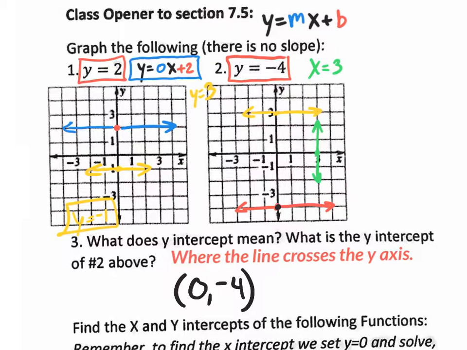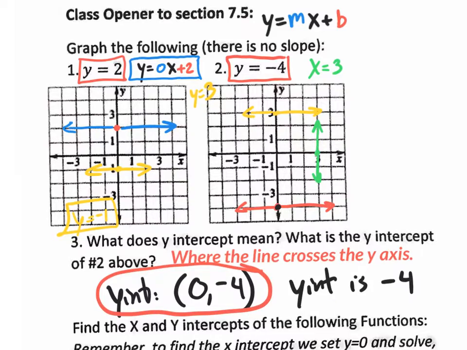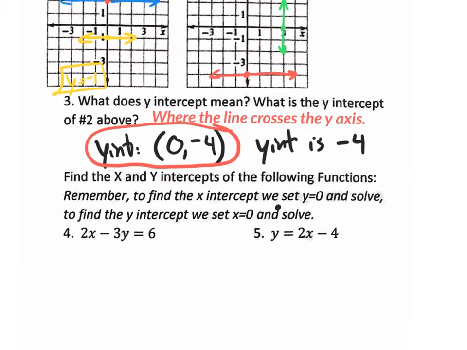That's your y-intercept. Or you could actually write in words, y-intercept is -4. But most of the time we want to write it specifically as a coordinate. Let's move on. Down here.